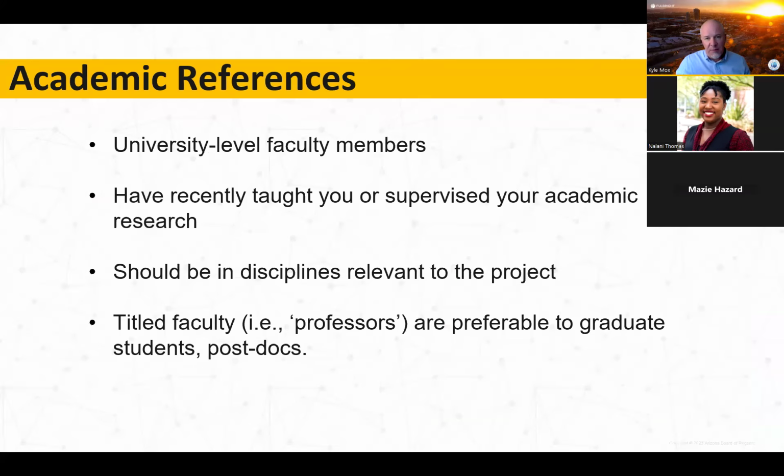I mentioned academic references before. The more academically oriented your project is, let's say graduate study or a fairly scholarly type of research project, we would expect to see at least two academic letters of reference, and that would be university level faculty members. They've taught you recently, or they've supervised your research in some capacity. They come from an area that's relevant to the work that you're proposing to do, and we would prefer that they have some title that indicates their status within the profession, as opposed to graduate students or postdocs.